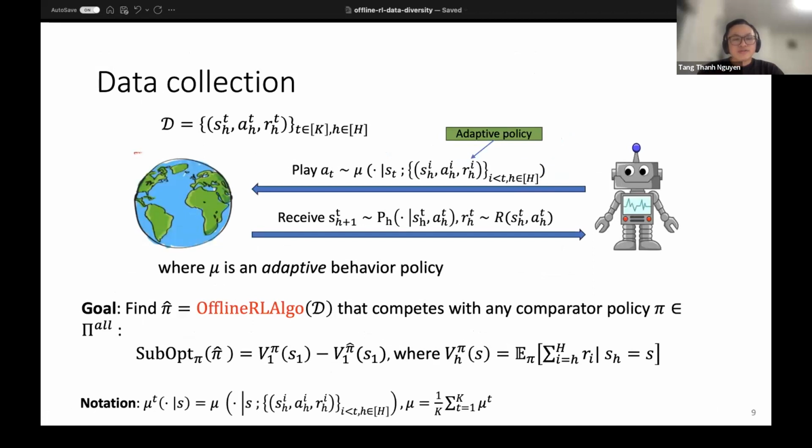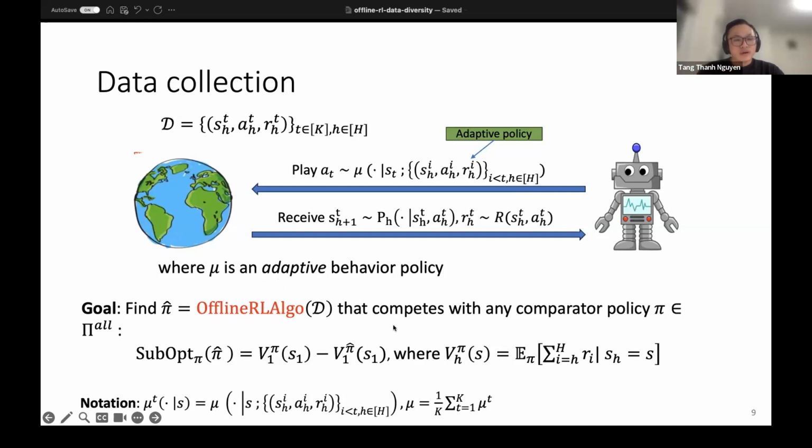The setting in offline reinforcement learning is that we don't have interaction with the environment. The learner is given a data set, let's say D. D consists of K episodes that the agent has in the historical data, and each episode is the whole trajectory from time 1 to time capital H. This is a very general setting where the policy that collected the offline data is called mu, the behavior policy. This can be adaptive, meaning that it can change over different episodes.